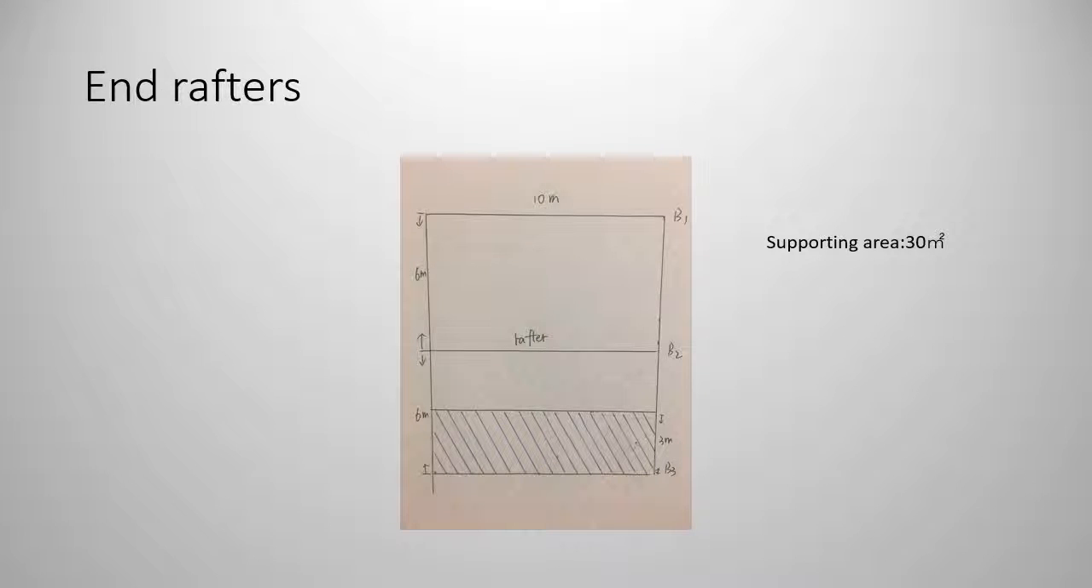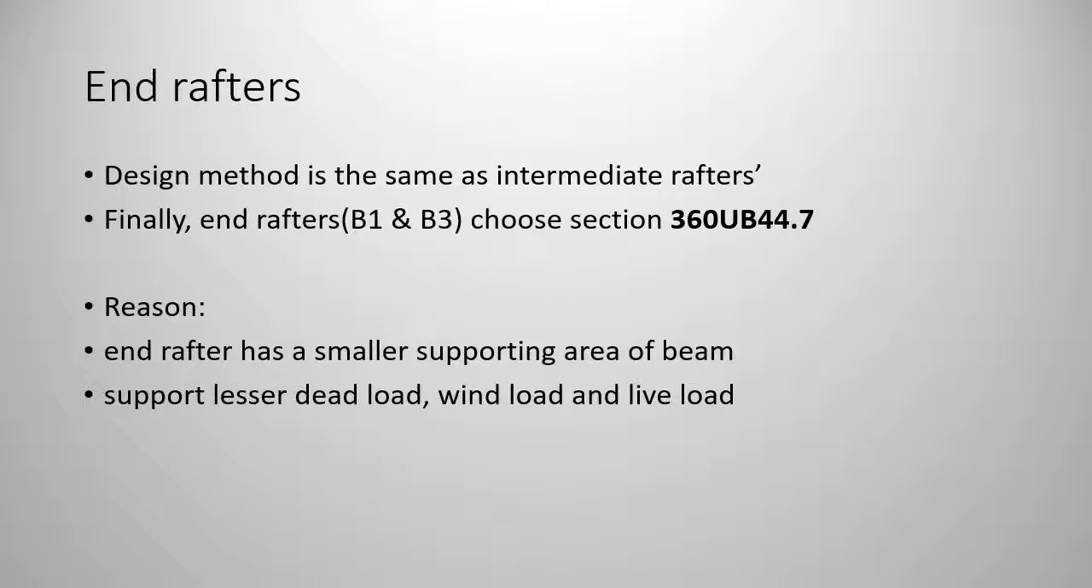The picture shows the end rafter, and the supporting area is 30 square meters. The design method of the end rafter is the same. Since the end rafter has a smaller supporting area of beam, it supports a lesser dead load, wind load, and live load. So after design, a smaller and lighter section, 360 universal beam 44.7, is used for the end rafter.